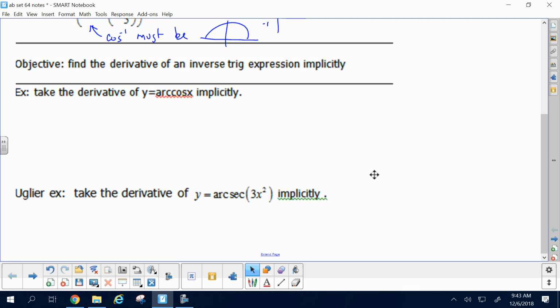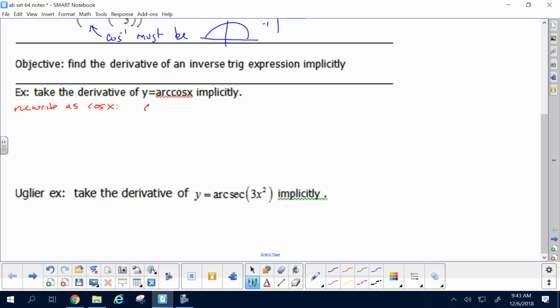If I asked you to take the derivative of y equals arc cosine of x implicit, you might say, well, man, I don't know what to do because I don't know the derivative of arc cosine. I don't think you do anyway. Do you know the derivative of cosine? How could you make it a cosine? Rewrite as cosine.